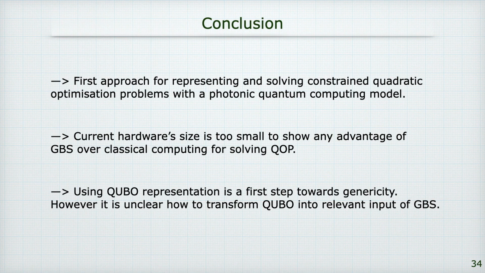So in this talk, we have presented the first approach, to the best of our knowledge, for representing and solving constrained quadratic optimization problems with a photonic quantum computing model. Unfortunately, current hardware size and simulation are too restricted to show any advantage of using GBS over classical methods for solving quadratic optimization problems. And finally, we have tried to extend our study to many more constrained optimization problems through the scope of QUBO formulation. However, it is unclear how to represent constraints inside the QUBO matrix to make it relevant to the use of GBS.